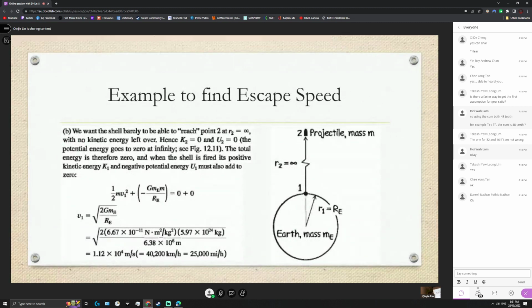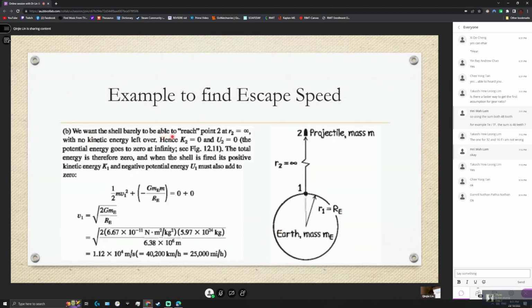Part B is actually the same question, just that the distance here is different. So at point 1, you want to project this thing such that you reach a point where you are no longer affected by the gravitational pull. So how would the equation look like?